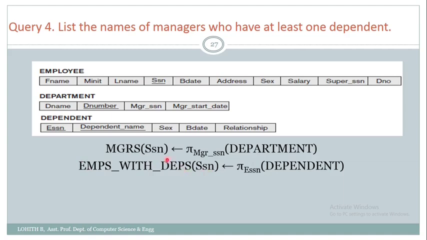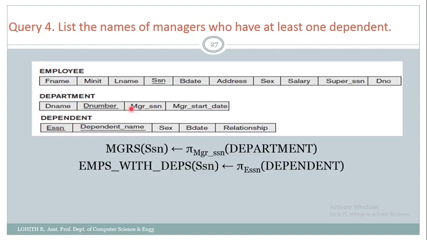Now what I'm going to do here is perform an intersect operation with manager SSN and employees with dependents, so that I can get the information of managers who have dependents, because there might be some managers without dependents. So if the manager doesn't have a dependent, their details will not be available here.